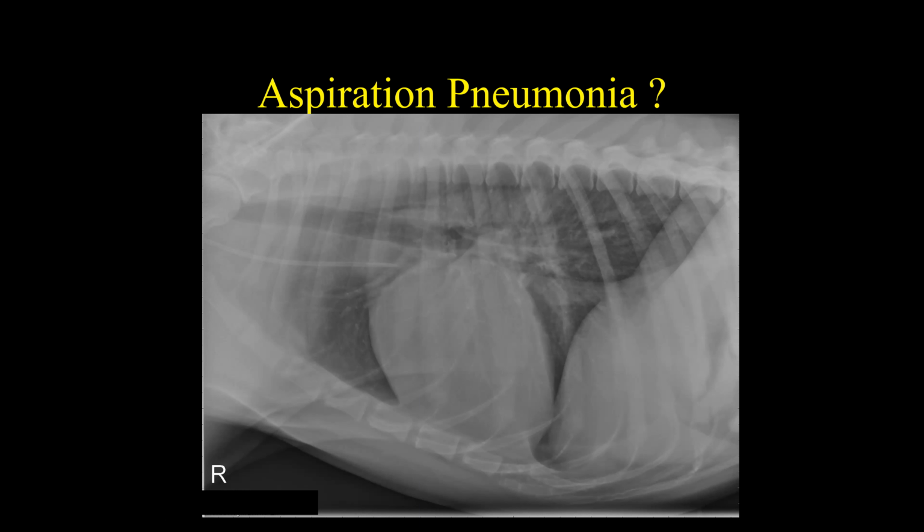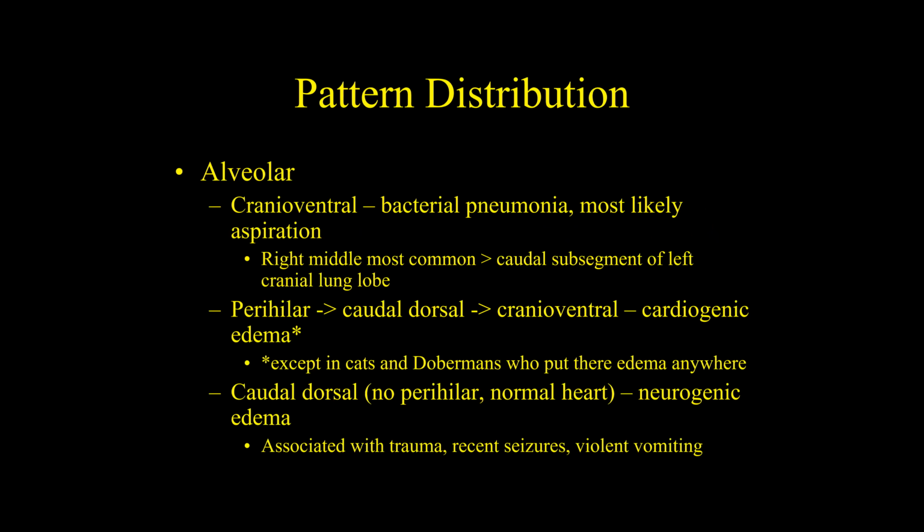On the other hand, if you see air bronchograms or an alveolar pattern in the caudal dorsal lung fields, that's usually not due to pneumonia. That's usually due to pulmonary edema. That is a very good general rule that for the most part will hold true. And that's just what we said right here. So if it's cranial ventral, think pneumonia. Right middle lung lobe is most common.